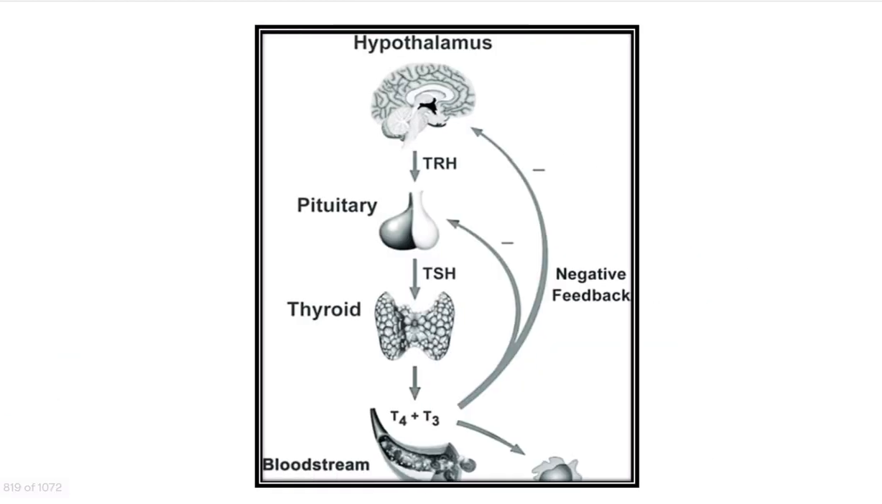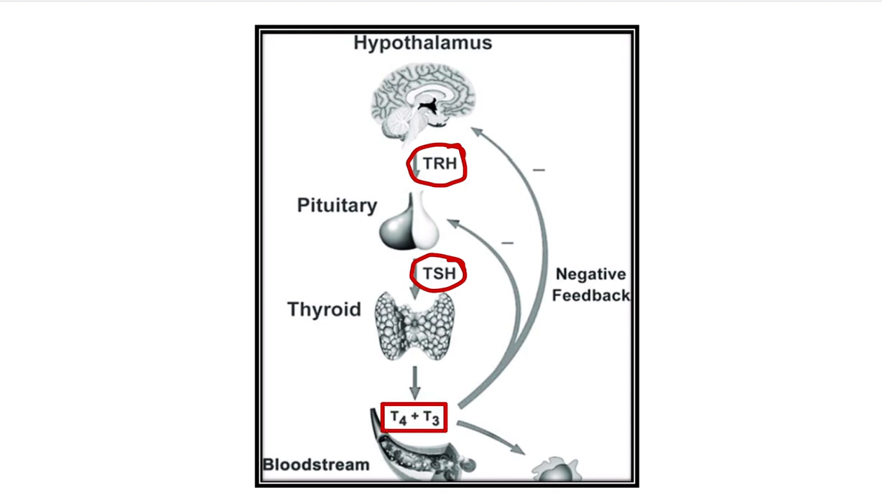Here is another picture, the same picture in a different way. Here first of all in the brain, the hypothalamus sends a signal to the pituitary through the thyrotropin releasing hormone released by the hypothalamus, and the anterior pituitary gland releases thyroid stimulating hormone, which acts on the thyroid gland, releasing T3 and T4.